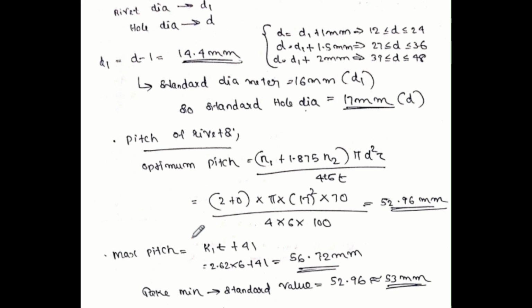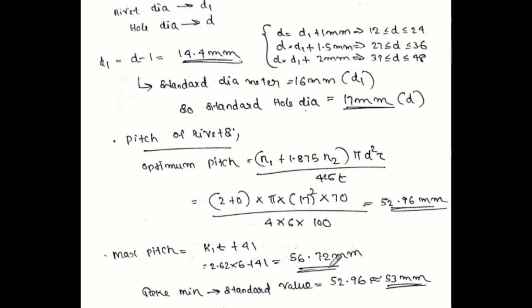There is a specific value to find K1, for which the corresponding value is the number of rivets. From here the number of rivets will be two. Based on that, these values all from the data book, the K1 value will be 2.62. So the maximum pitch value is 56.72. We got the value of both optimum pitch and maximum pitch.